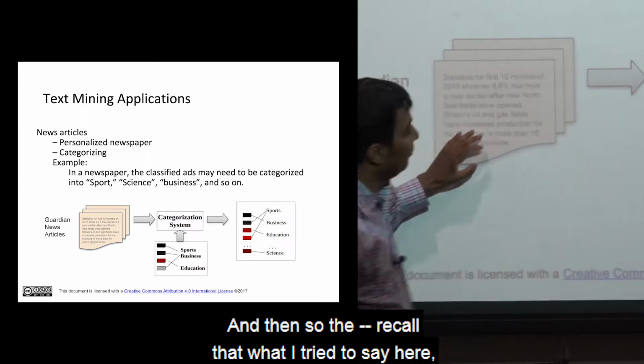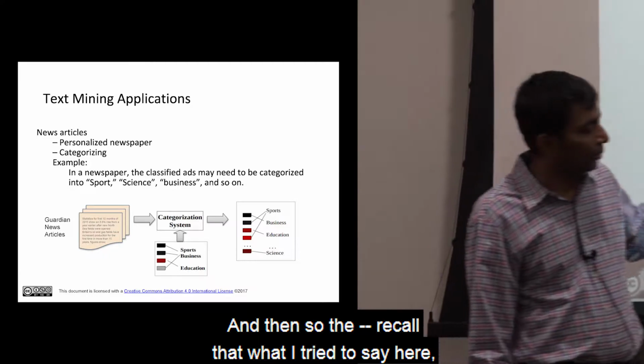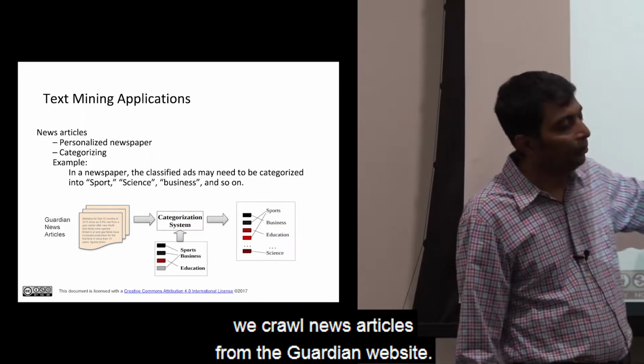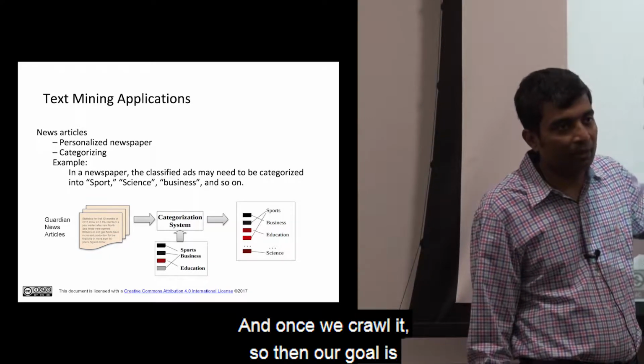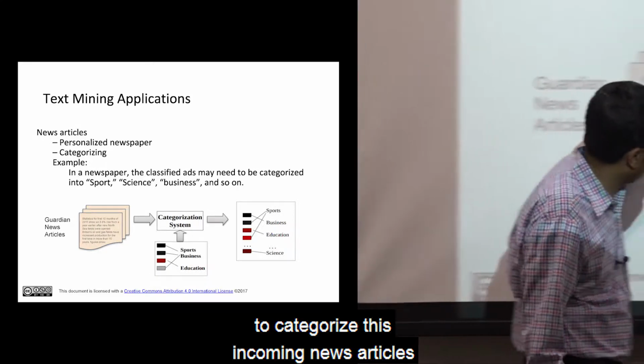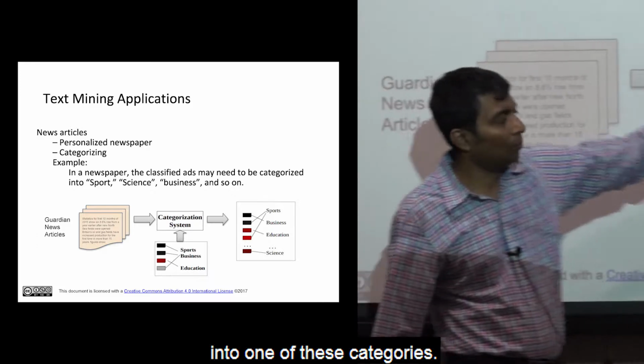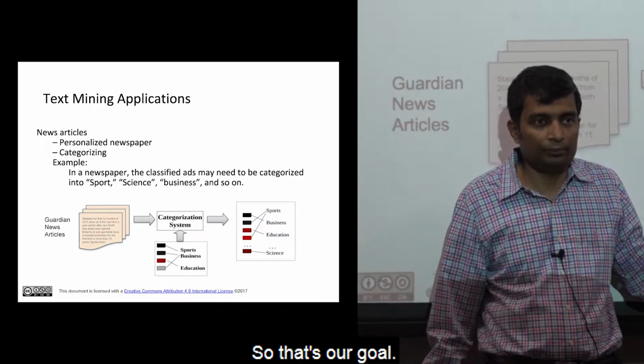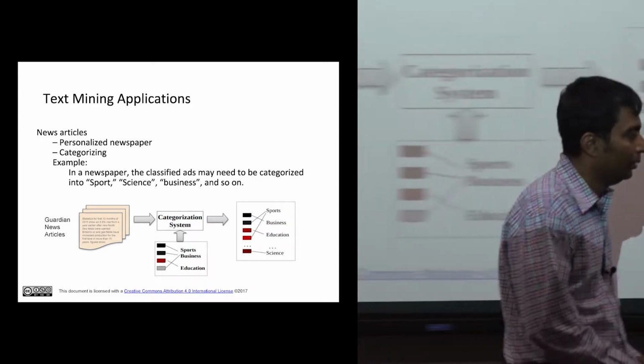Recall what I try to say here: we crawl news articles from the Guardian website, and once we crawl them, our goal is to categorize these incoming news articles into one of these categories. So that's our goal.